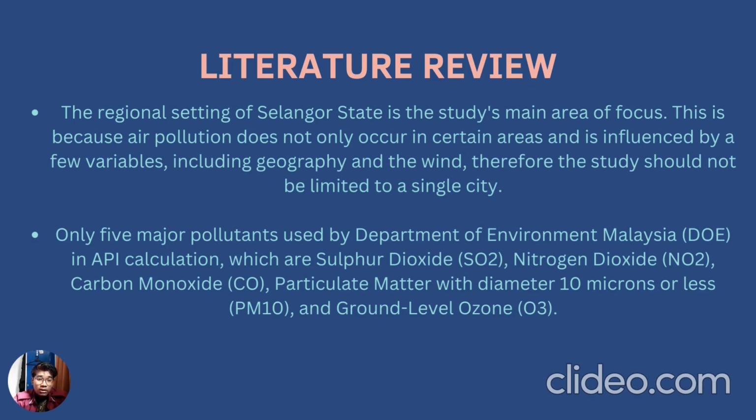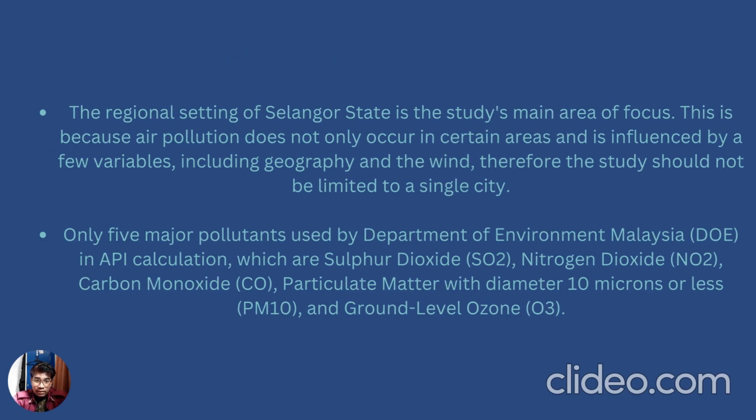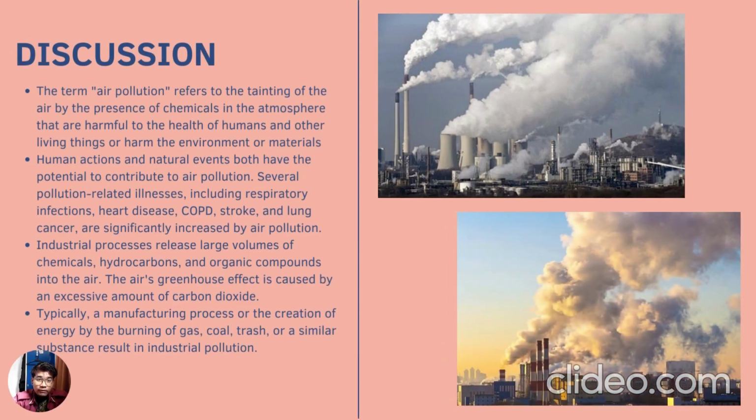The last one, only 5 major pollutants used by the Department of Environment Malaysia, which is DOE, in API calculation, which are sulfur dioxide, nitrogen dioxide, carbon monoxide, particulate matter with diameter 10 microns or less, and ground level ozone.